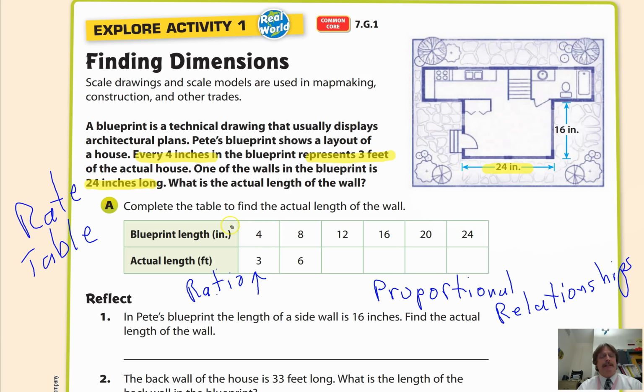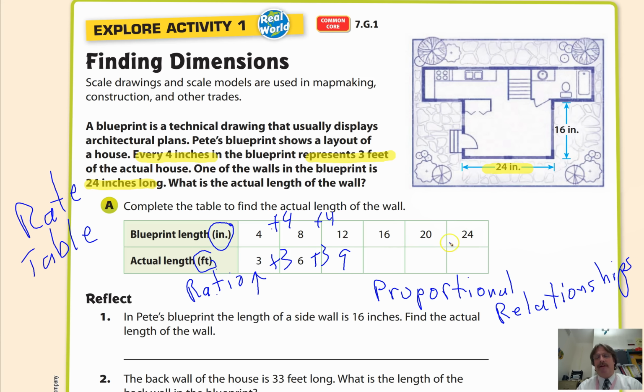What they're showing us down here, and this is called a rate table, is that as it tells us up here, for every 4 inches, here are the units, that represents 3 feet. So if I go 4 inches, I go 3 feet. If I go another 4 inches, which would be 8, I will be at 6 feet. If I go to 12 inches, so that's another 4, plus 4, plus 4, this would be plus 3, so that would be 9.